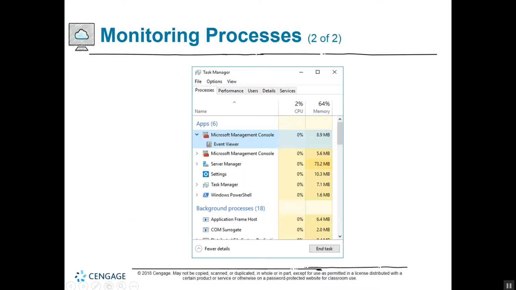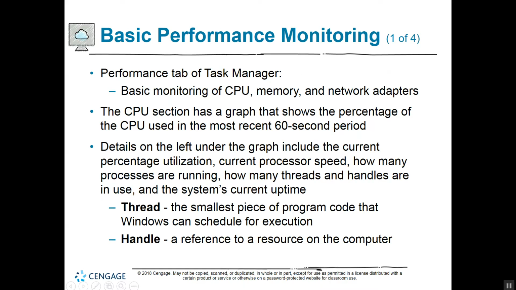So here we go: Processes, Performance, Users, Details, and Services. The Performance tab in Task Manager is basic monitoring of CPU, memory, and network adapters. We could check a thread. It's the smallest piece of program code that Windows can schedule for execution. A handle is a reference to a resource on the computer.